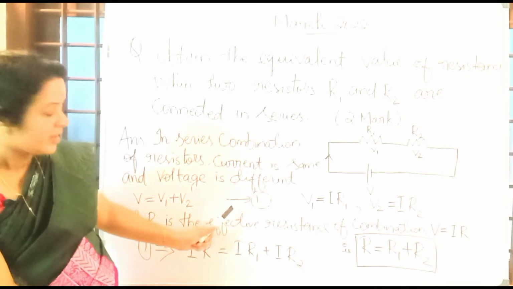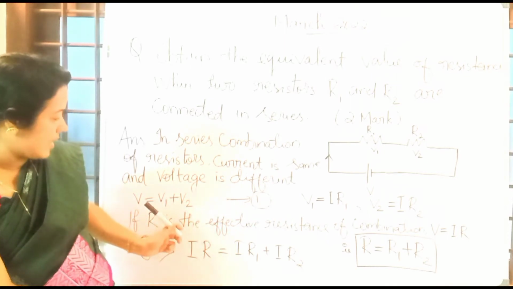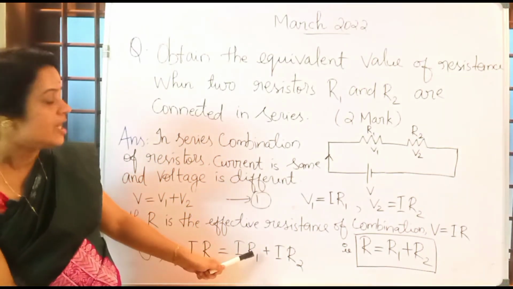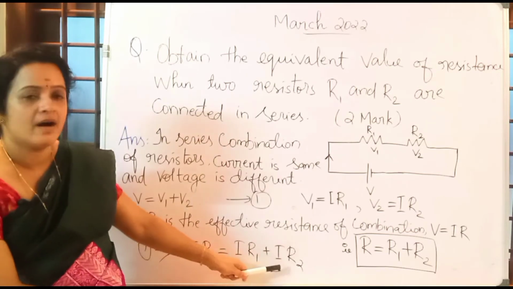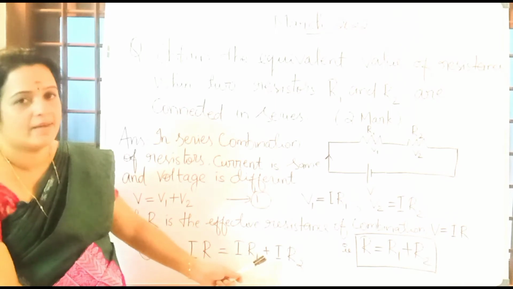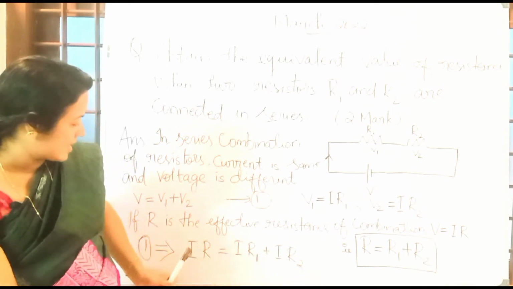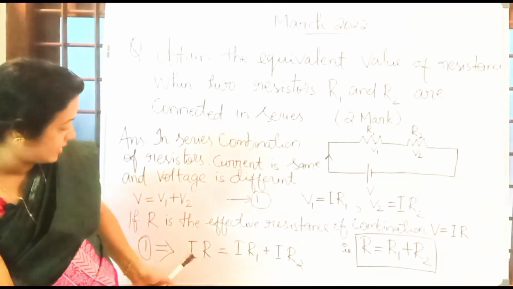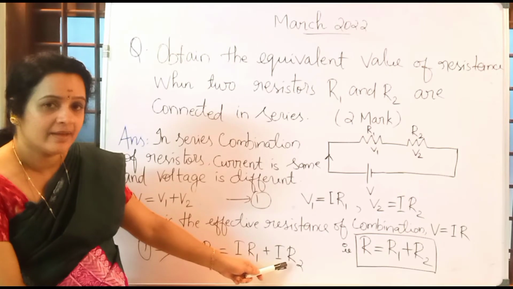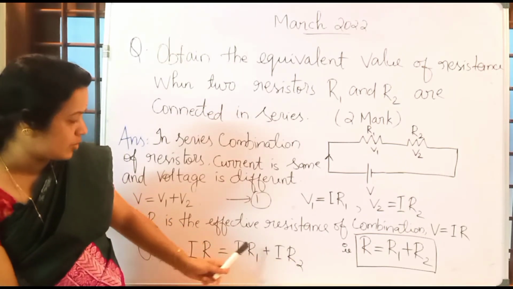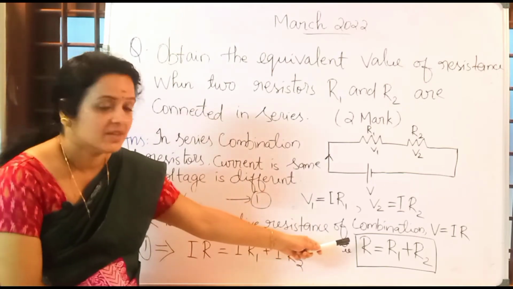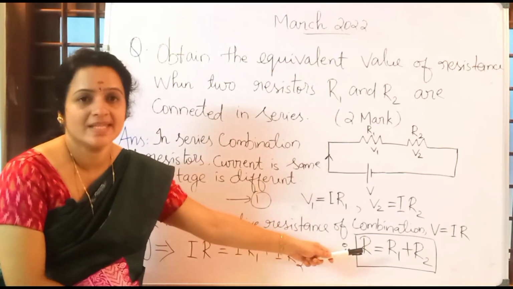So what we will get? Equation 1 will become V is IR. Then IR is equal to V1 that is IR1 plus V2 that is IR2. So the equation is becoming IR is equal to IR1 plus IR2. So which quantity will get cancelled? Here I is there in all the three terms. So that will get cancelled. Then what we are getting? That is R is equal to R1 plus R2. That is the derivation for the combination of resistors in the case of series circuits.